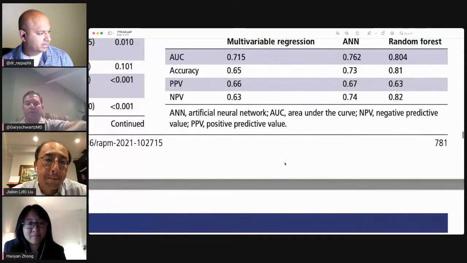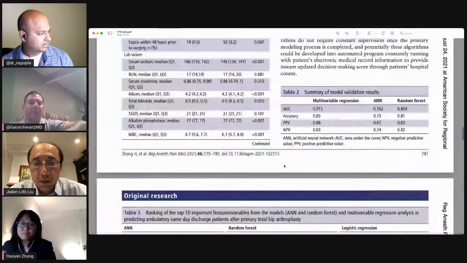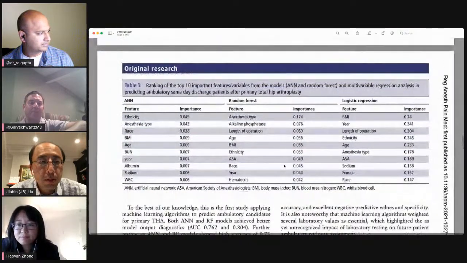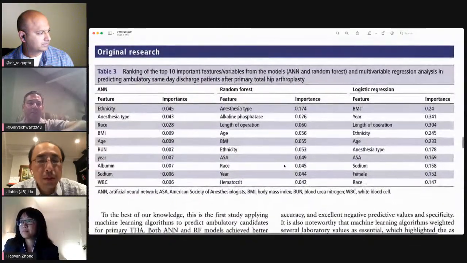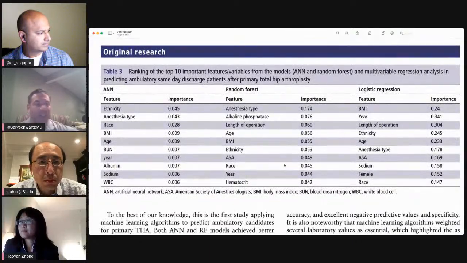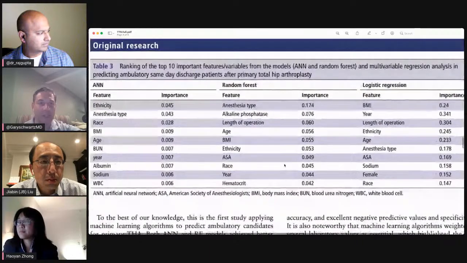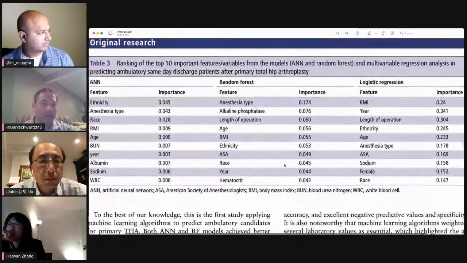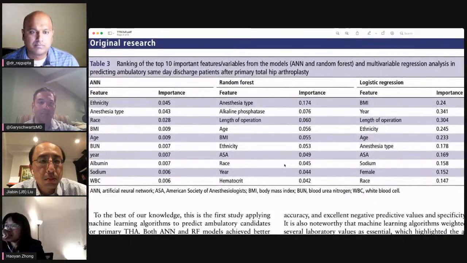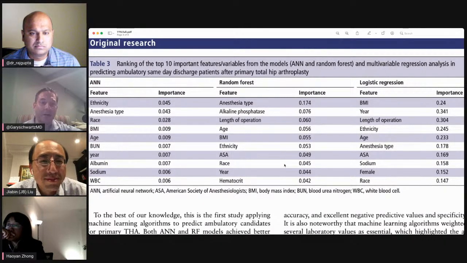Okay, in table 3, Gary, you wanted to ask a question about table 3 here. From what I understand about table 3, it's the top 10 for each of the different analyses of what's the most important. If I'm reading it correctly, anesthesia type is very important in all 3 of the different models. But if you could explain, ethnicity seems the most important in the highest machine learning run. Do you have any rationale for that, number one?